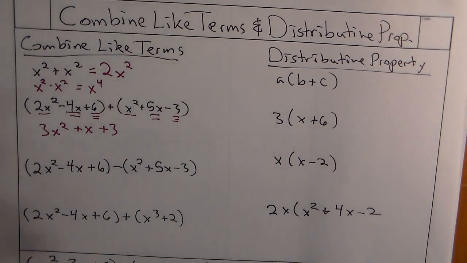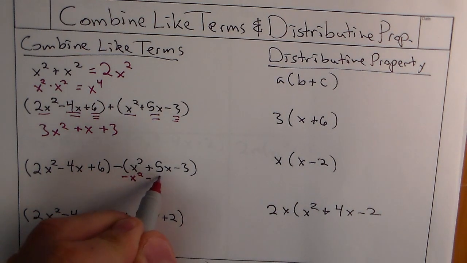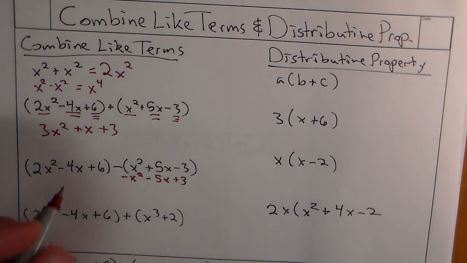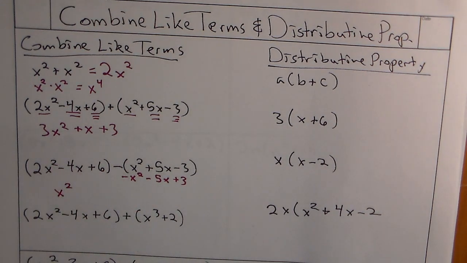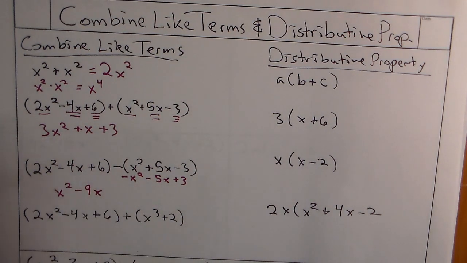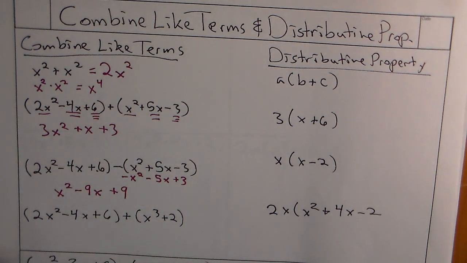Now we change it to subtraction. So it's always good to kind of distribute in the negative 1 and change all of the signs. So now it's 2x squared minus x squared, which is just an x squared. Negative 4x minus 5x is negative 9x. And then 6 plus 3 comes out to be 9.